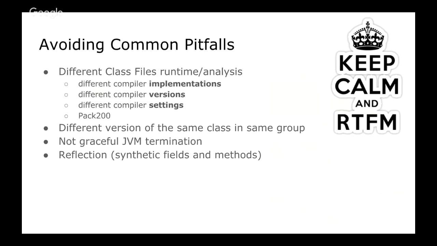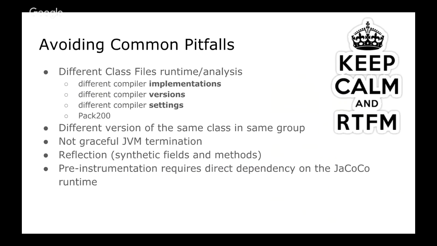Some frameworks which extensively use reflection may also have problems with JaCoCo. JaCoCo adds synthetic fields. Actually, they are marked as private and synthetic, and you should really ignore synthetic fields if you do reflection, because the compiler can add synthetic fields at any point in time. And sometimes these libraries get in trouble with the JaCoCo specific fields added by instrumentation. Also, if you pre-instrument your classes, which we do not recommend, you get a requirement on the JaCoCo runtime, which has to be added on the class path.